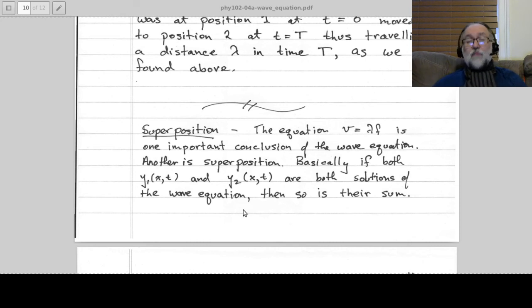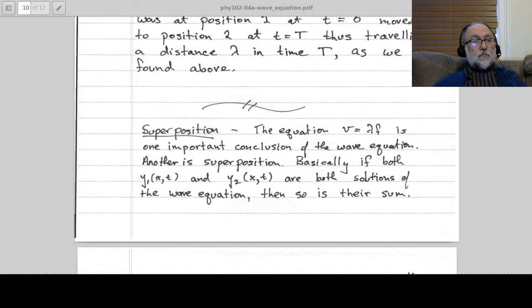So suppose we have two such solutions, y1 and y2. They're both solutions to that equation independently of one another. If you add the two together, guess what? The sum of the two is also a solution. That's not always true of all differential equations, but it is of this one, and that's important because it says if you've got one wave and you've got another wave and they're propagating on a string and they meet, they just act like a wave. The sum of the two waves acts just like a wave.